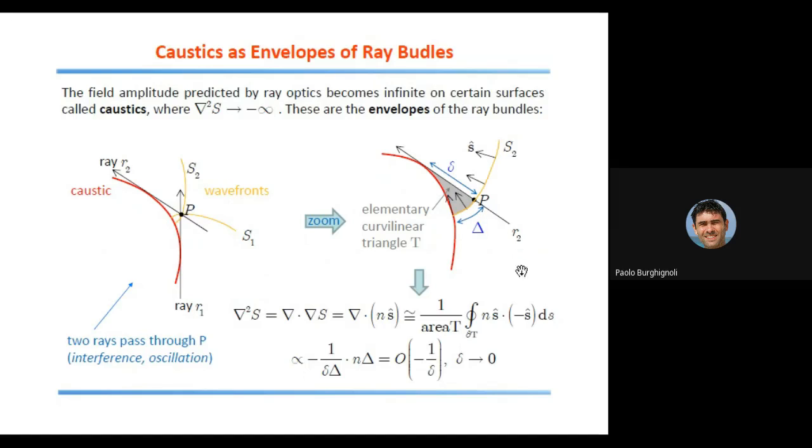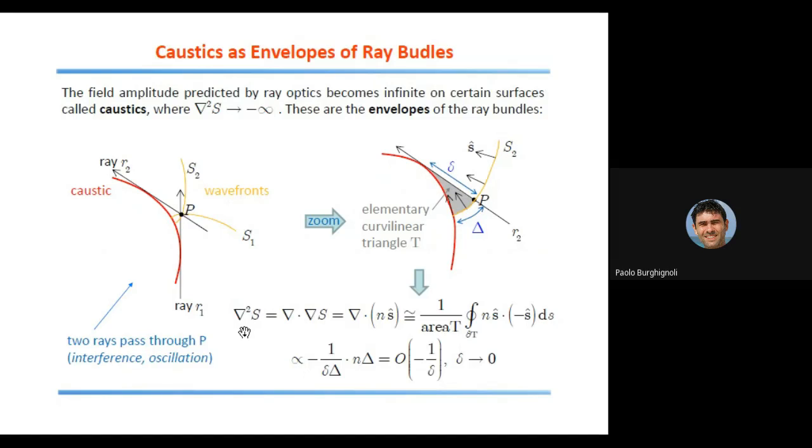For example, consider a zoomed version of what happens in this elementary triangle shaded in gray, in which one curved side belongs to the caustic, then there is a straight side belonging to the ray R2, and then there is a curved side belonging to the wavefront where the Iconal is constant and is equal to S2.